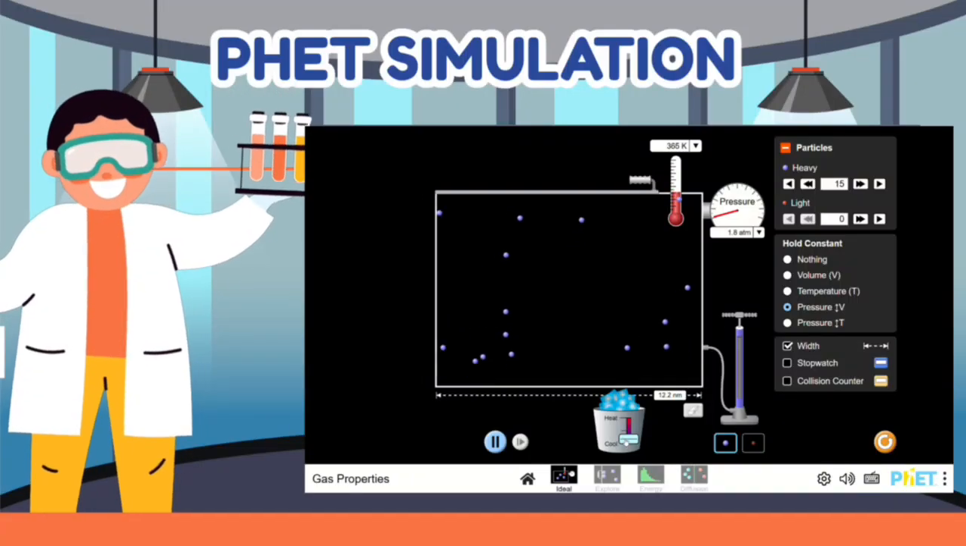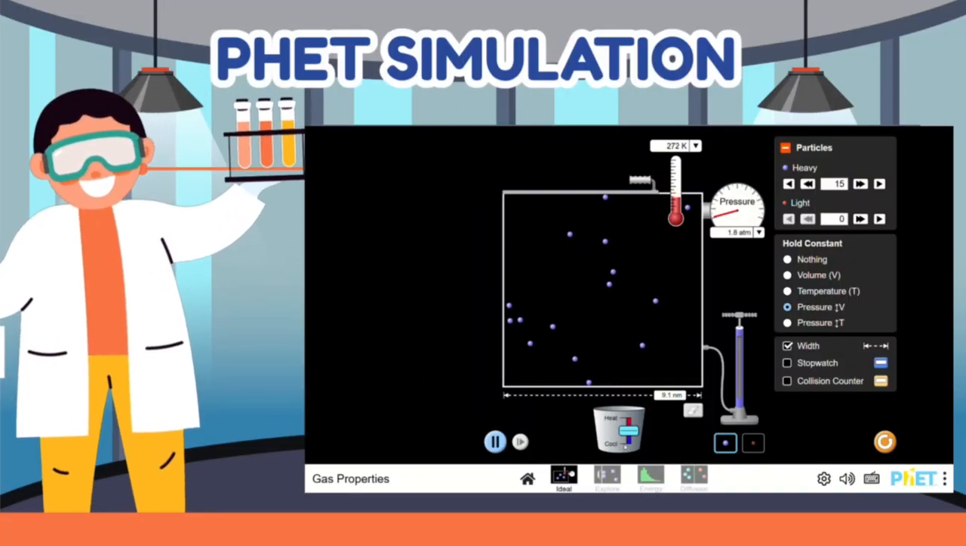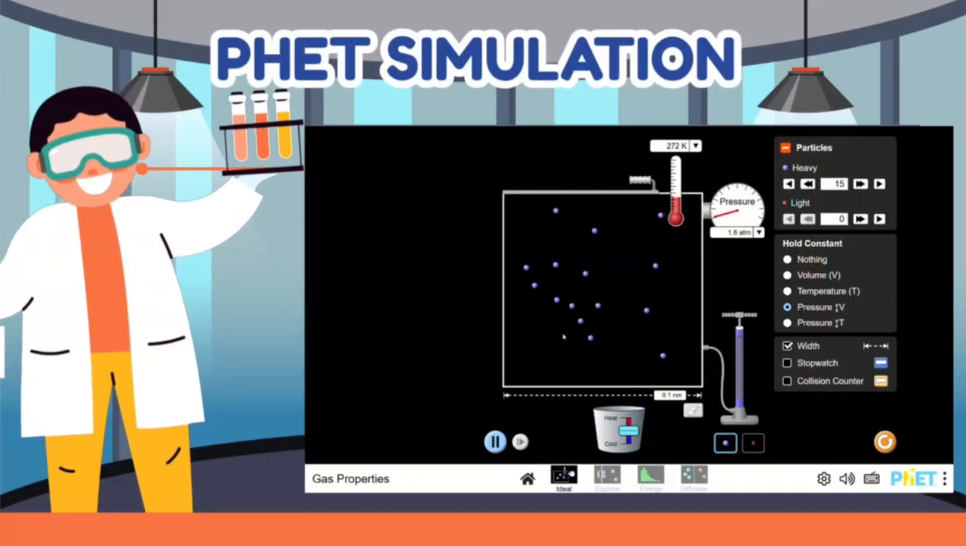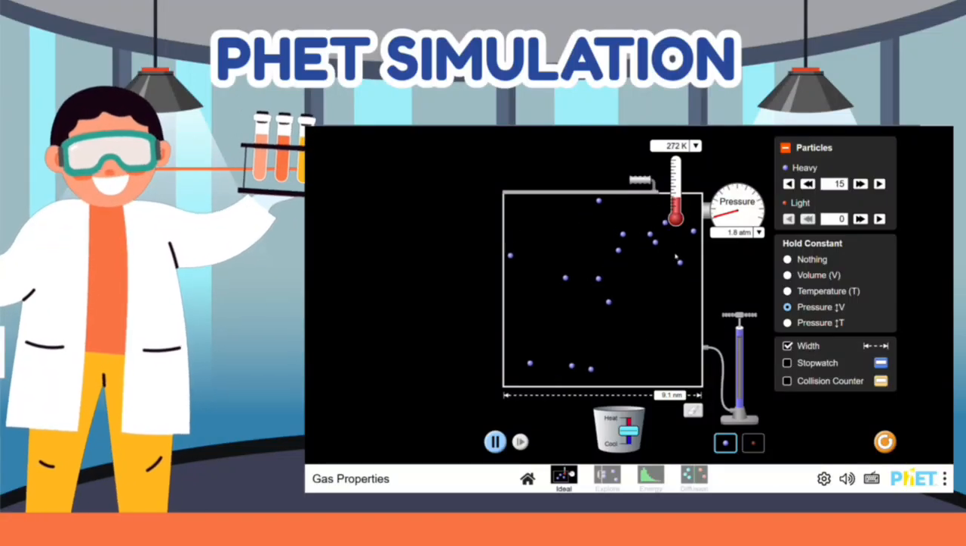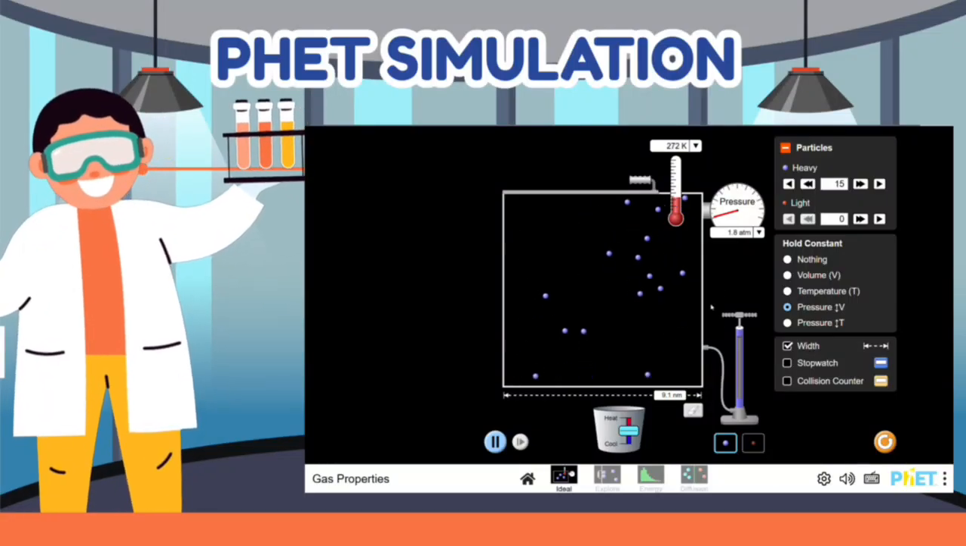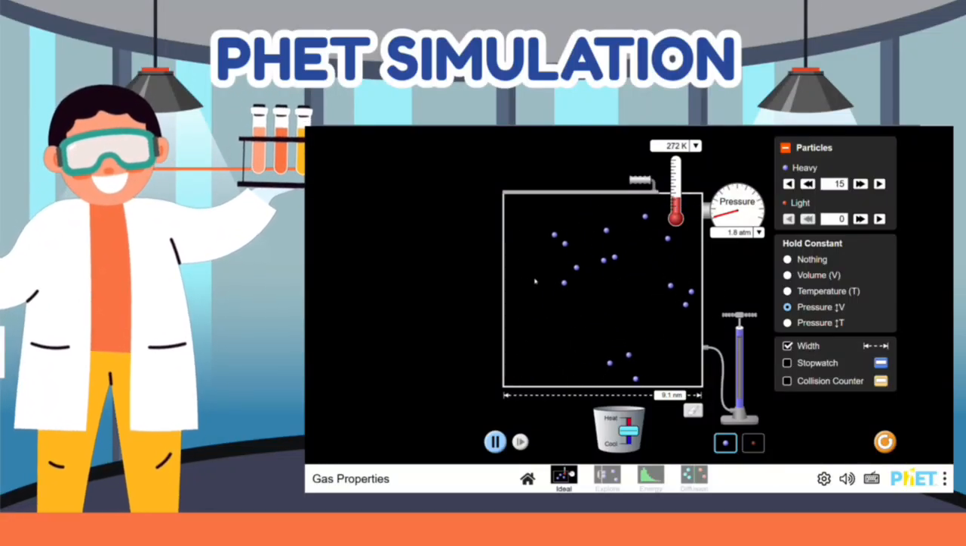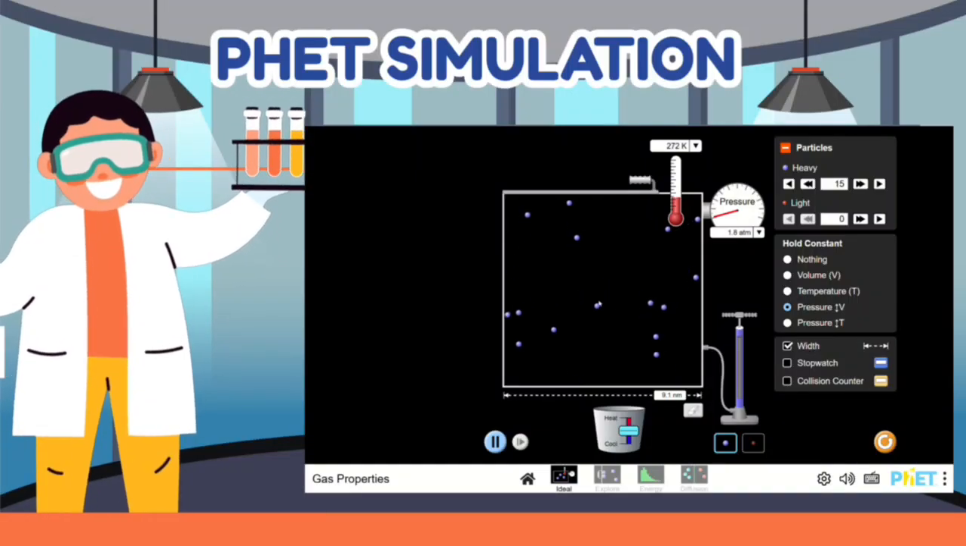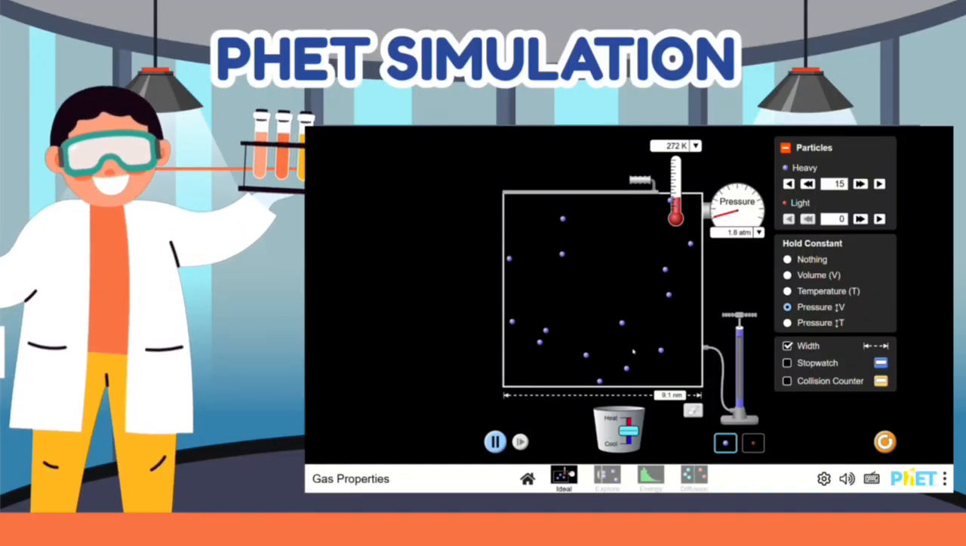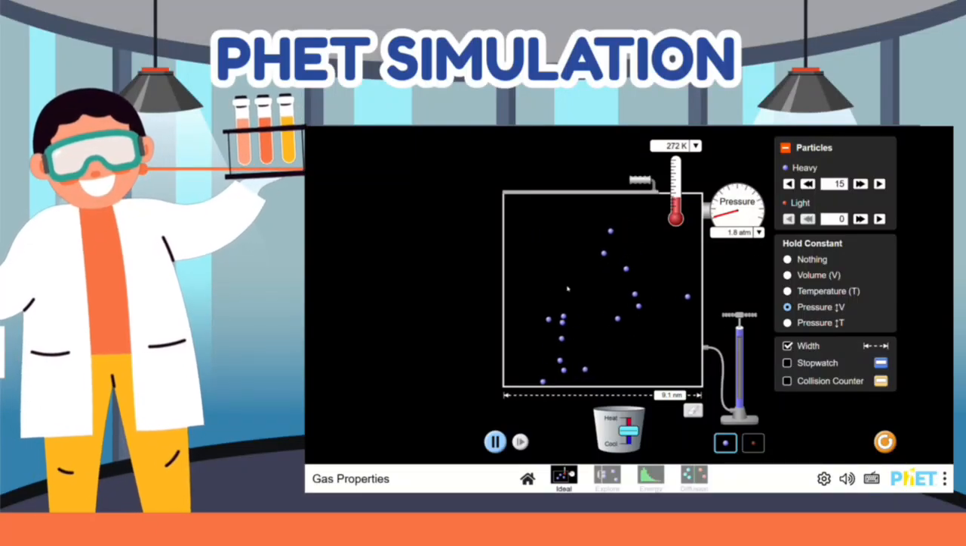As you can see, when the gas cools, the particles slow down and they collide with less force. As a result, the piston moves to the right, showing that the gas is contracting or that the volume decreases as temperature decreases. Since the pressure is still constant, this again demonstrates Charles' law. At constant pressure, volume is directly proportional to temperature.